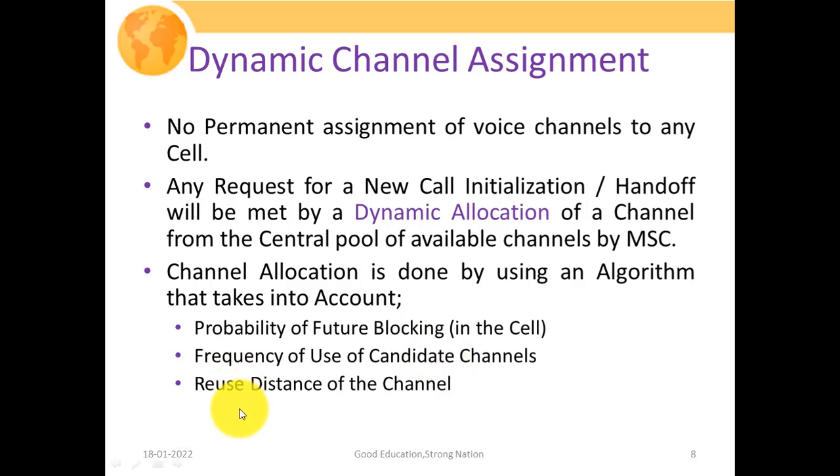Then the third one is the reuse distance of the channel. We also have to limit co-channel interference. So this is also taken into account: the particular frequency band that we are allocating to an individual user, its neighboring base station will not work on that particular frequency channel.